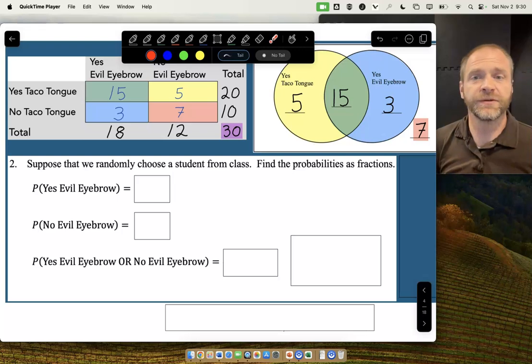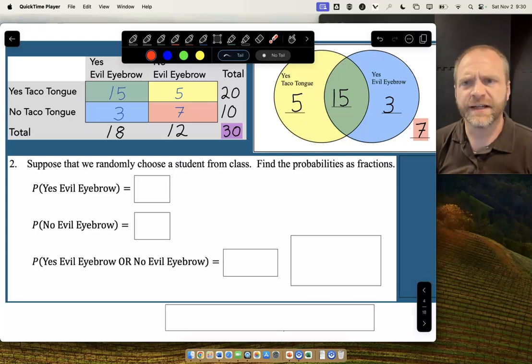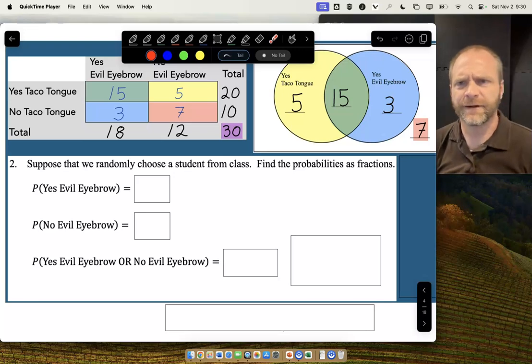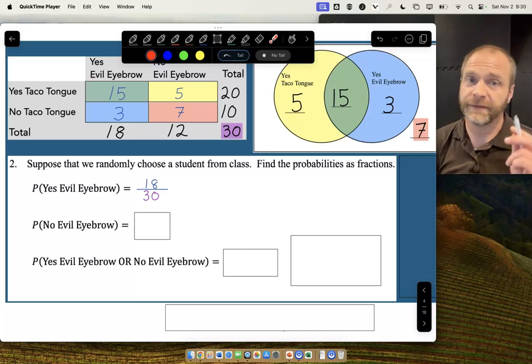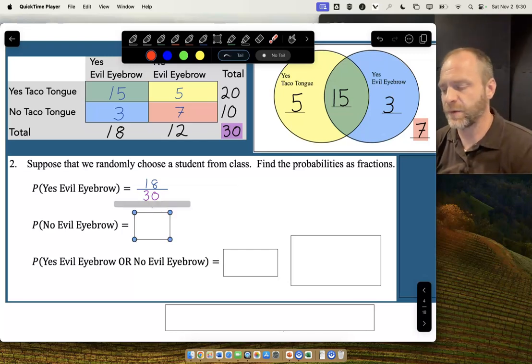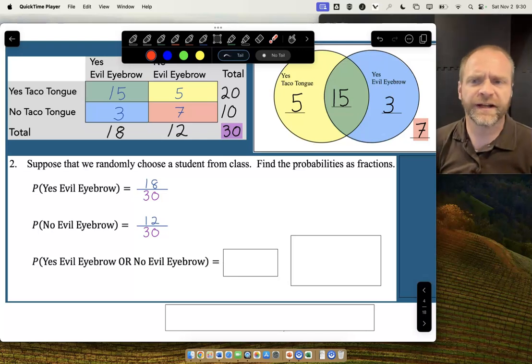We can see now we're being asked something a little bit different. Suppose that we randomly choose a student from class. I want to find the probabilities as fractions still. Yes, evil eyebrow. Well, we've already done that one. That's just the 18 out of 30. No evil eyebrow. That's the complement of evil eyebrow, so that should be 12 out of 30. So those we have already answered.